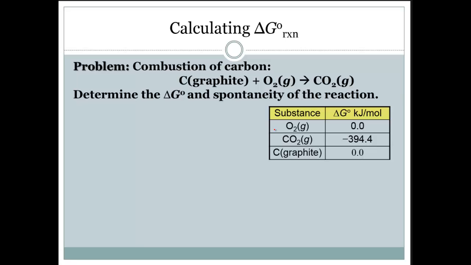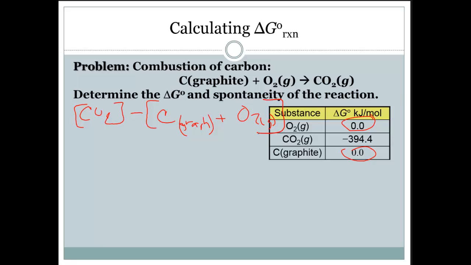So let's do a practice of these. Graphite, you'll notice, is 0 for delta G because that is pure carbon. Also, oxygen is 0 because it's pure oxygen, it's a pure element. So we're going to take the products minus the reactants. So that means CO2, we don't have any coefficients there, minus C graphite and O2 gas.